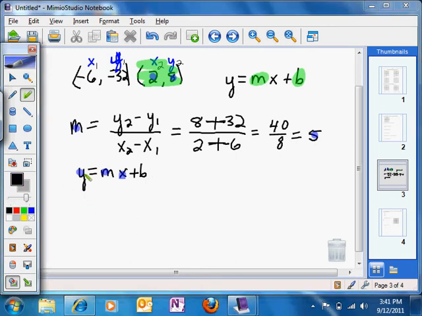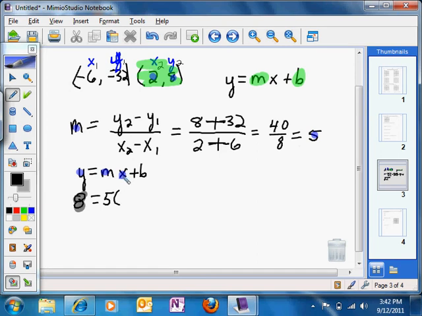So this is what it looks like. My y is 8. My m is 5 times my x is 2 plus b. Solve for b. 8 equals 10 plus b. Subtract 10 from both sides. That cancels, and I get that b is -2.